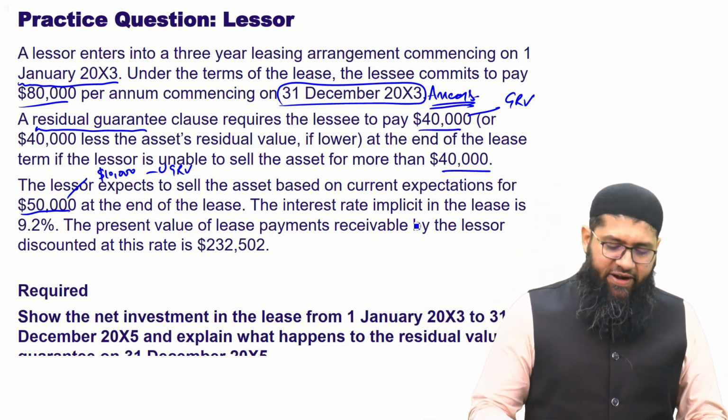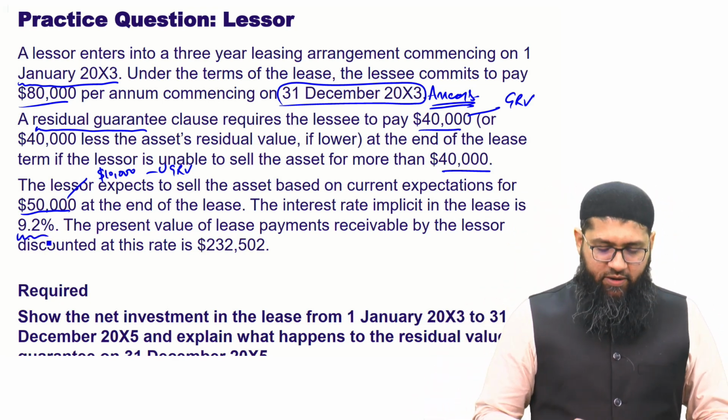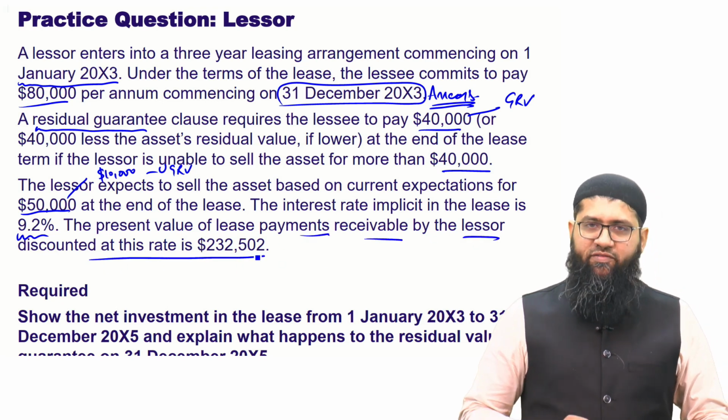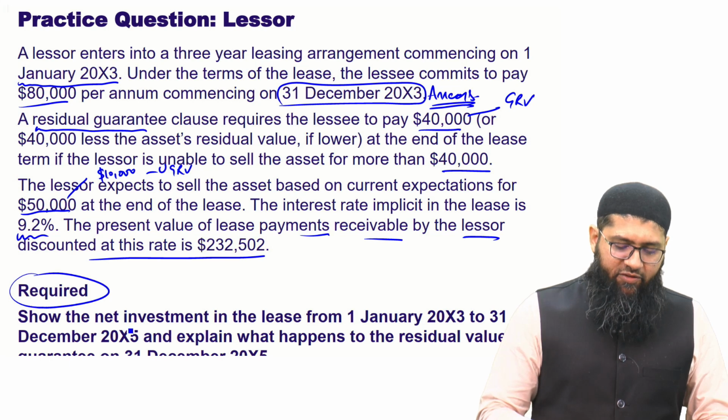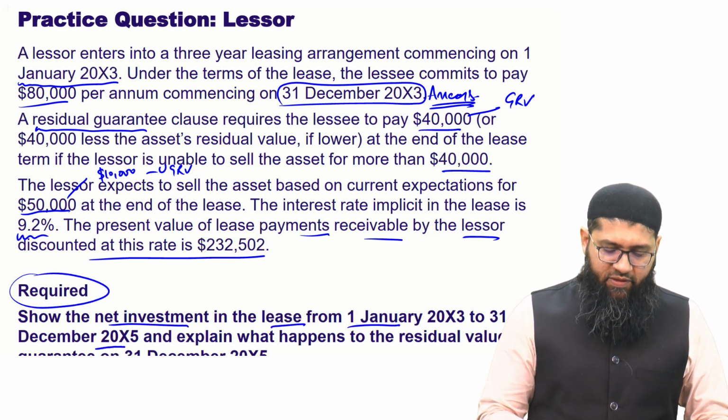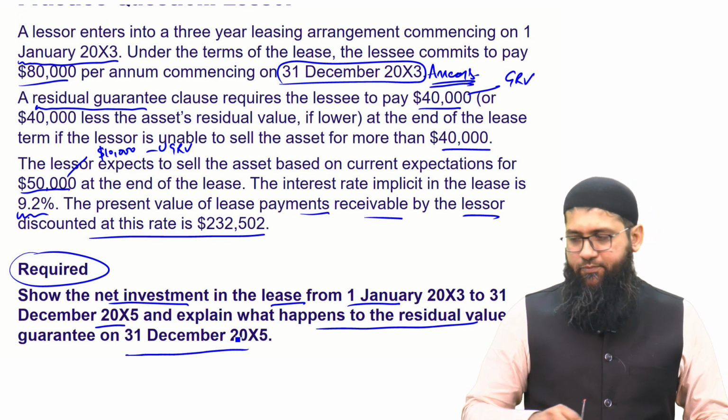It says the interest rate implicit in the lease is 9.2%. Present value of lease payment receivable by lessor discounted at this rate is this. Now the requirement is to show the net investment in the lease from 1st January 2003 to 31st December 2, and explain what happens to the residual value guarantee on 31st December 2.